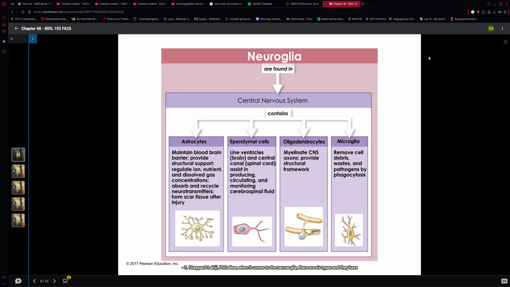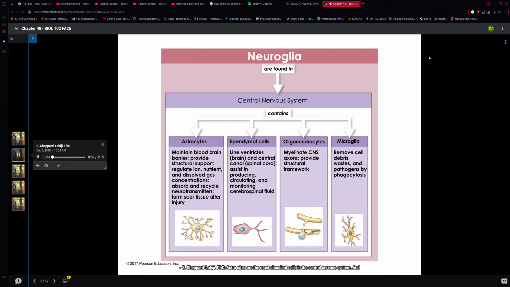Now, when it comes to the neuroglia, there are 6 types, and they have unique functions. There are 4 that are found within the central nervous system, and then we'll go through the 2 that are found within the peripheral nervous system in the next slide. So we're just going to go through each one of these one by one just to get a sense of the supportive role that they are playing as it pertains to neuron behavior and the nervous system overall.